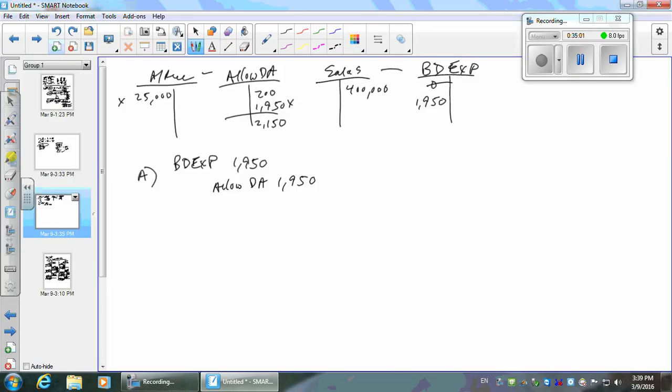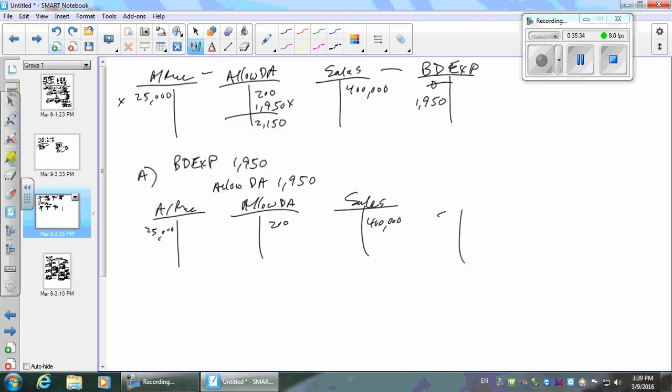It is estimated that 1% of credit sales will prove uncollectible. Well, now we're saying we have exactly the same situation, but I don't care what the allowance is right now, right? It doesn't matter, because I'm not basing it on accounts receivable. The accounts receivable are still 25,000. The allowance for doubtful accounts is still 200. The sales, all credit, are still 400,000. Bad debt expense is still nothing.